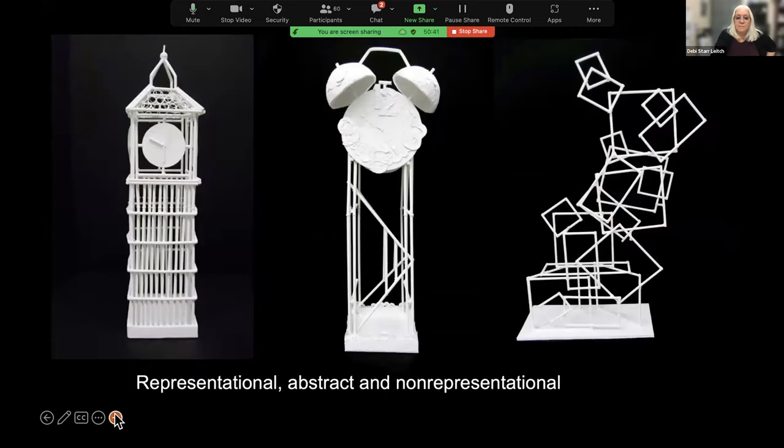Here's another example where they had done this one first for the representational. This was the abstract, and then this was the non-representational. So if you don't have those, but you have three separate items that you made in a 3D class, you have to show all three of them, not just pick one, okay?